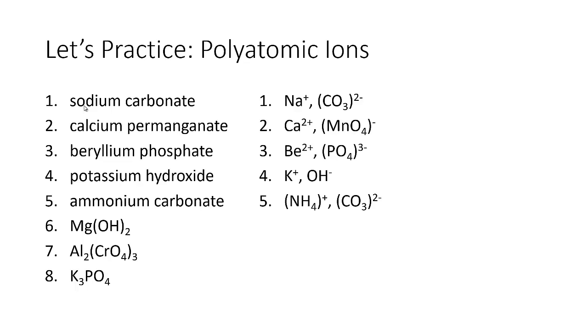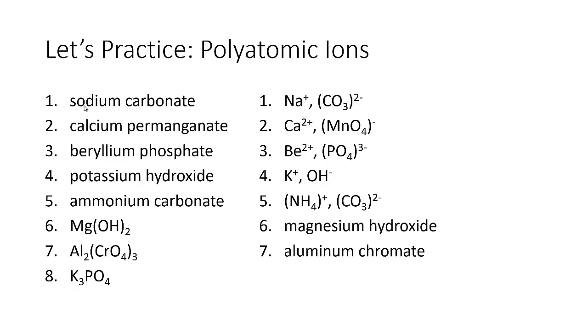Okay, then for these bottom ones, you just have to name them. Magnesium's the first element, hydroxide's the name of the group, magnesium hydroxide. You don't have to even figure out what the charges are when you go this order. Okay, when you go the other direction you do, but going this direction you just simply name it. Aluminum and then chromate. Potassium, phosphate, that kind of thing.